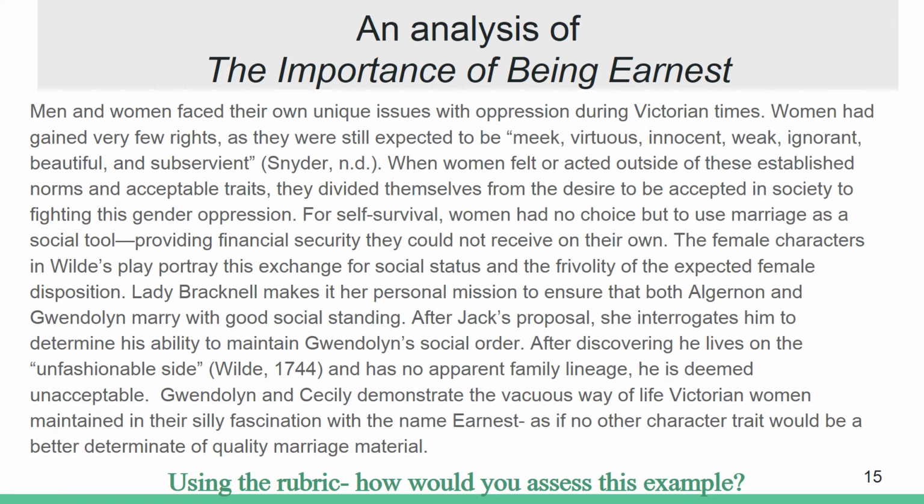But I go on to then explain it. So I'm talking about how men and women have different expectations of them in Victorian times, right? With this hundreds of years ago. Although sadly maybe some of that still continues. But when women felt or acted outside of these established norms and acceptable traits, they divided themselves from the desire to be accepted in society to fighting this gender oppression. For self-survival, women had no choice but to use marriage as a social tool, providing financial security that they could not receive on their own. The female characters in Wilde's play.